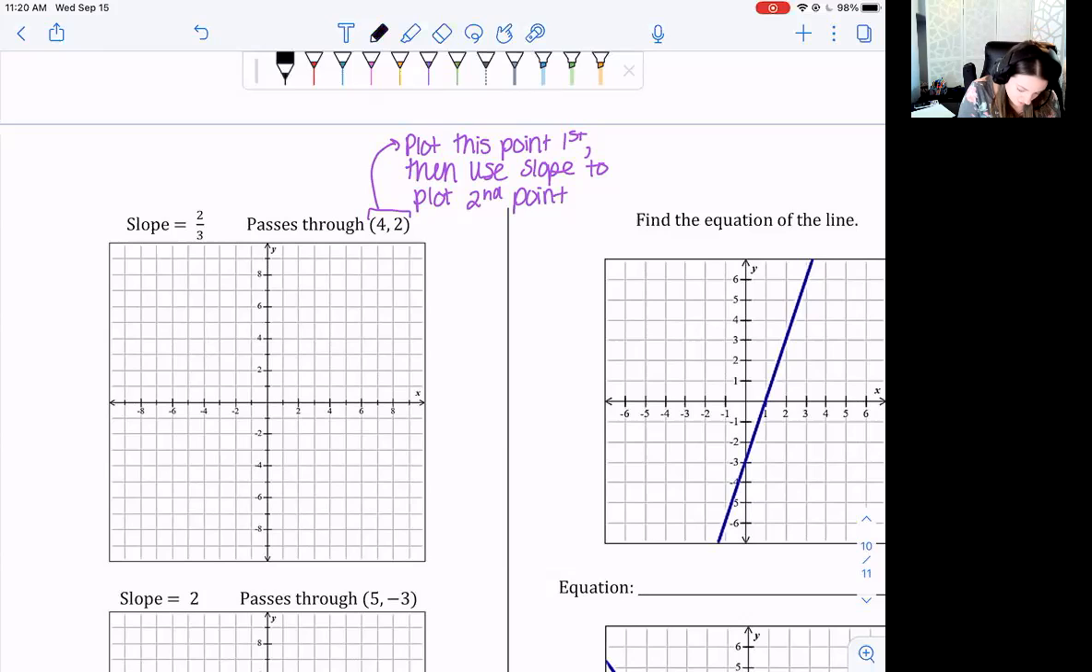So I'm plotting the point (4, 2). My slope is 2/3, so that's up 2, right 3. I'm going up 2, right 3, and plotting my next point.